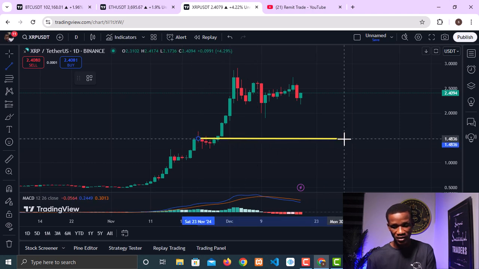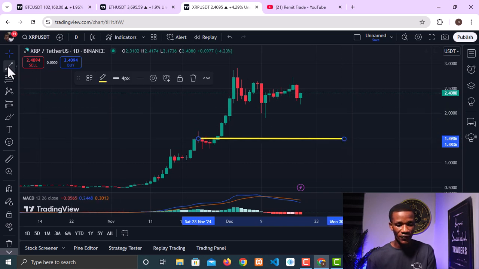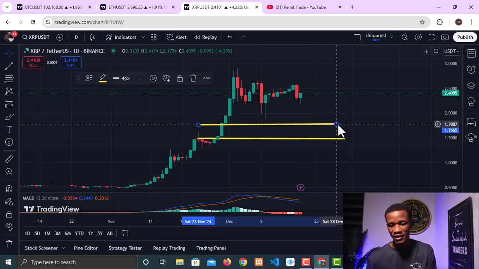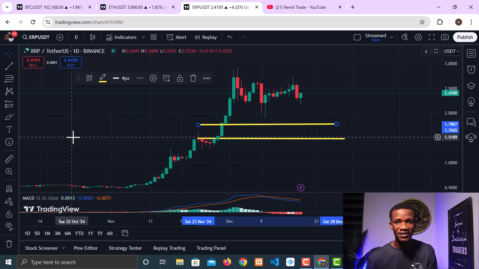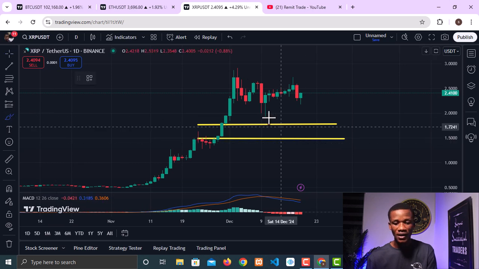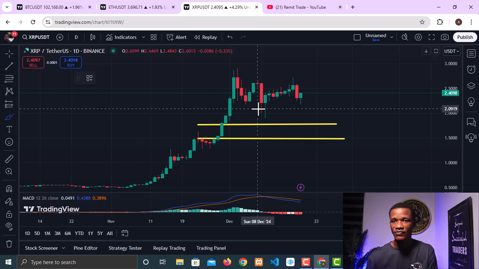That is the 1.48. And this very level of 1.78. This is the point I am expecting the market to drop into on XRP. So if you trade XRP, this very retracement is very important, so that it will give the market more momentum to move for the next impulsive move.